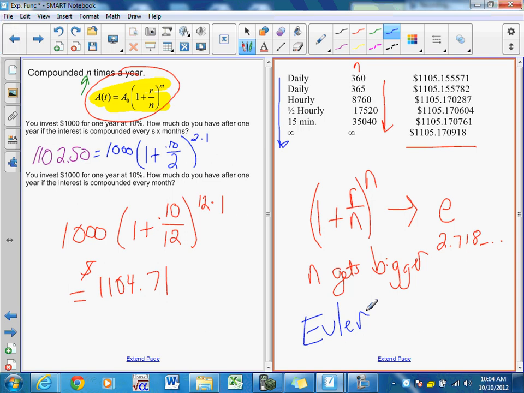So instead of doing it once a year, or twice a year, or monthly, or daily, or hourly, I'm going to do it all the time. And he looked at it and said, well, what happens as this number gets bigger? What does it get close to? And if you just look at this, and you look in your notes from yesterday, we get our E. That is where E comes from. It comes from looking at compound interest and money in a bank.